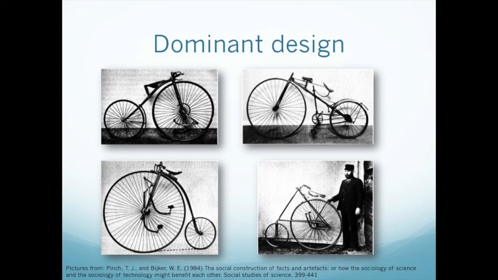In the beginning, you will have a number of different ways in which the product will look. And here we have examples of the bike. It looked quite different from what it looks like now when it was in the fluid phase. There were a number of different ways to construct a bike. But after a while, after testing all of these, you can read more about it in the article that I referred to here from Pitch and Biker, they ended up with a dominant design, with the classical way to view a bike that we have now.